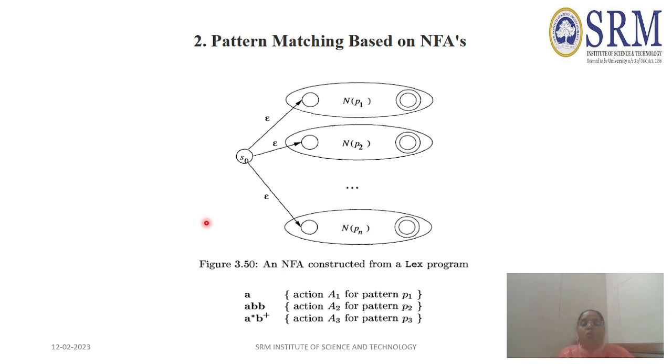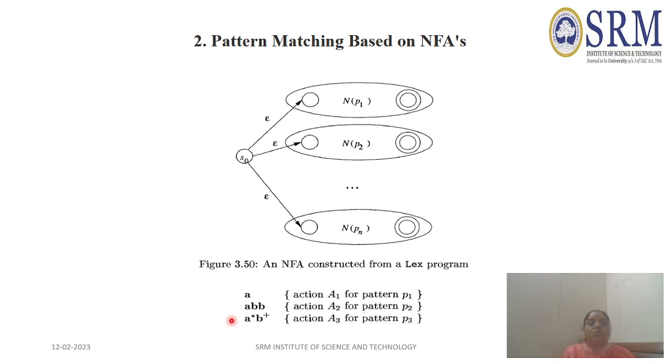So now coming to the next one, the second heading, pattern matching based on NFAs. You all know you'll be having a number of patterns, and for every pattern you'll be generating the NFA, and for each you'll be going for some actions A1, A2, A3, the actions for the patterns. Okay, that is what you'll be generating here as NFA diagrams. So an NFA constructed from a Lex program is given like this. Now let us consider a is the action 1 for pattern P1, abb is the action 2 for pattern P2, a*b+ is the action 3 for pattern P3.